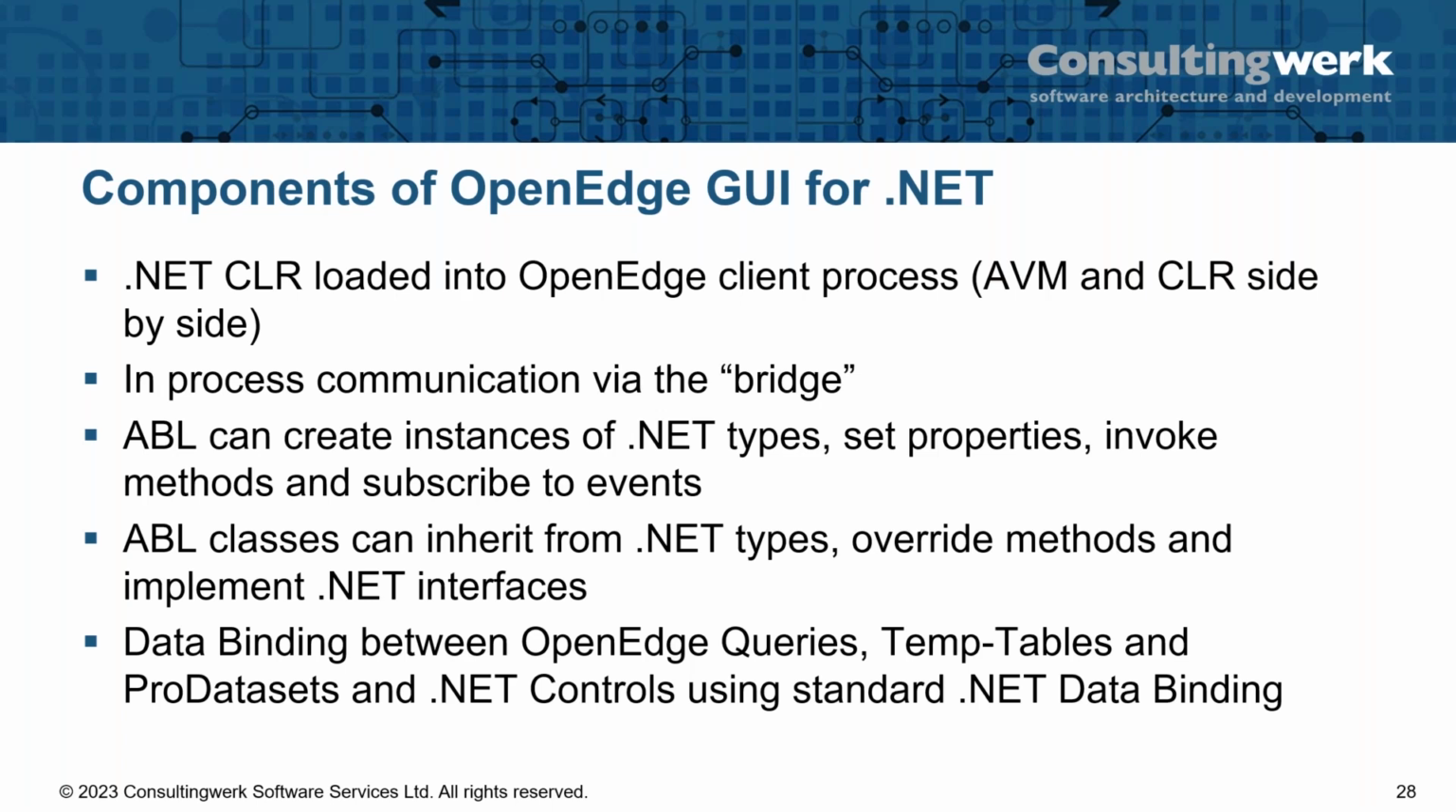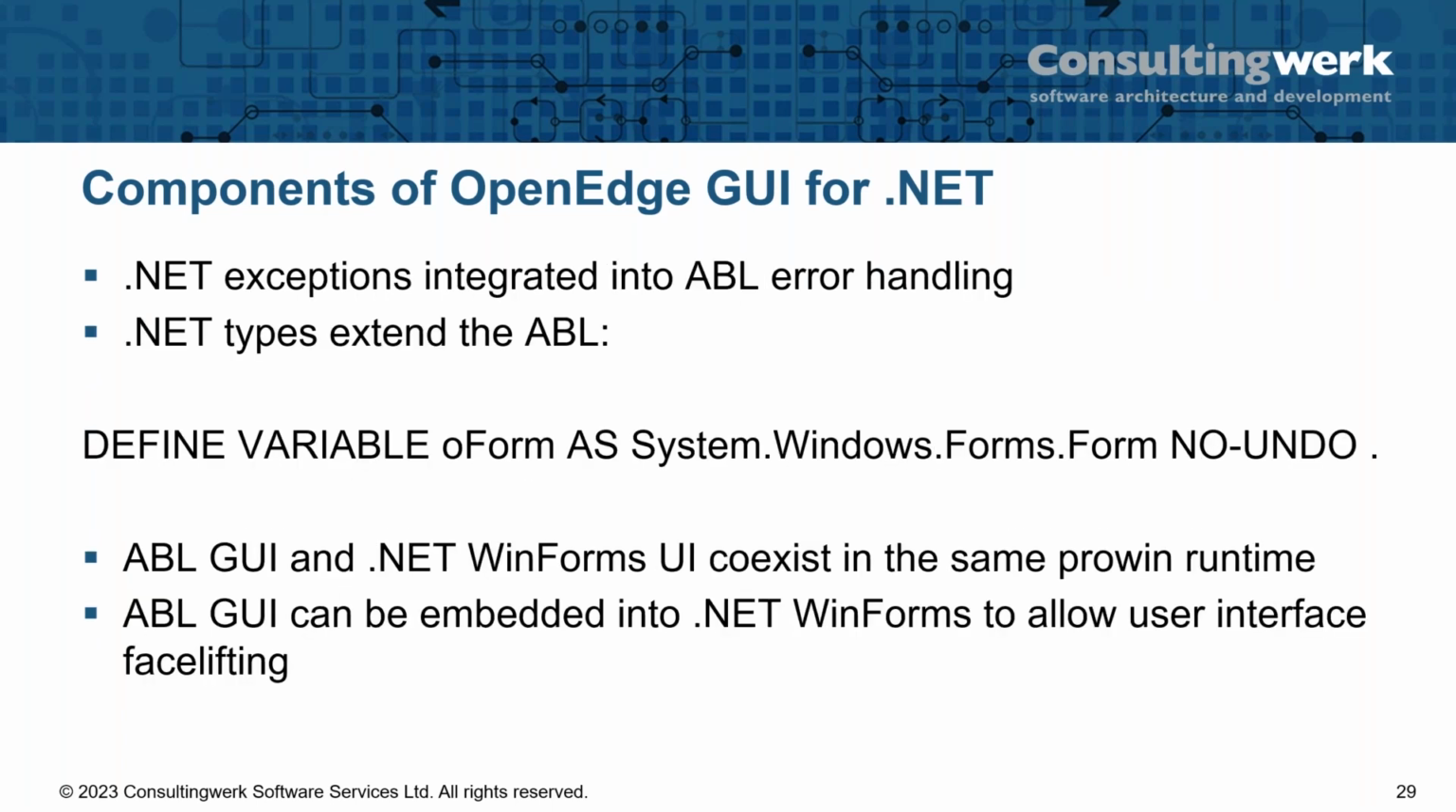If you look at a bit of source code in the ABL that uses .NET classes, you cannot at first sight distinguish whether it's using an ABL class or a .NET class. ABL classes can inherit from, can extend .NET types and override methods. And very important for database applications, there's a data binding component that allows you to hook OpenEdge queries, temp-tables and ProDataSets to .NET controls like a grid or other controls that visualize data. Error handling is integrated. .NET exceptions are integrated in error handling.